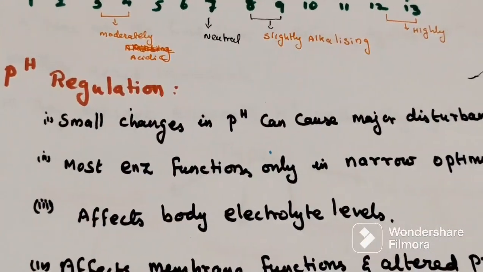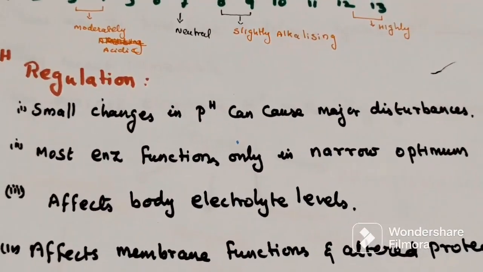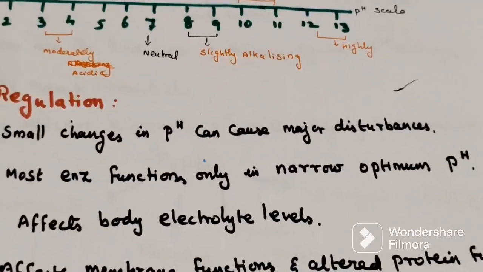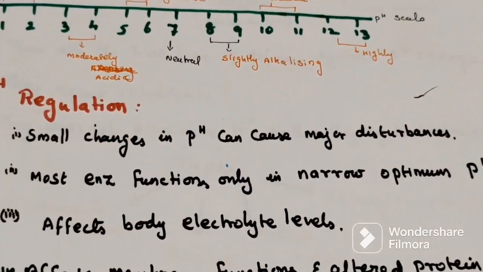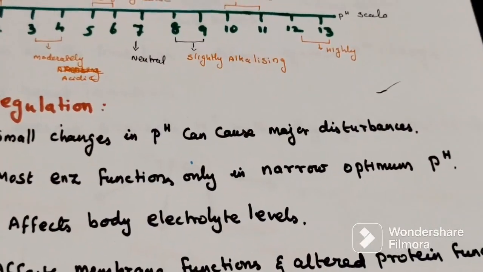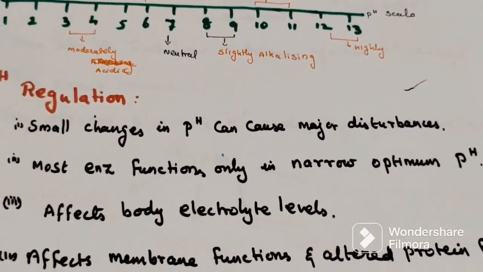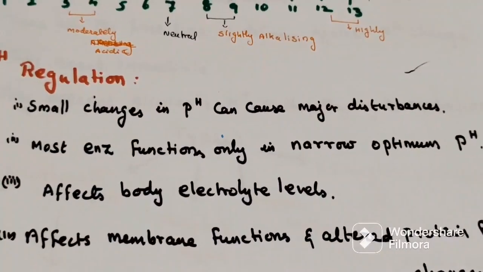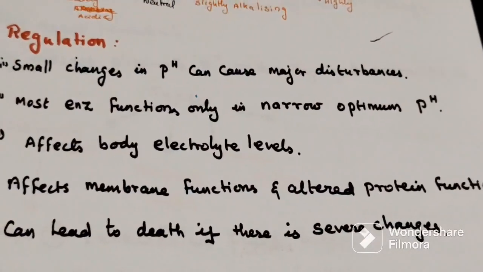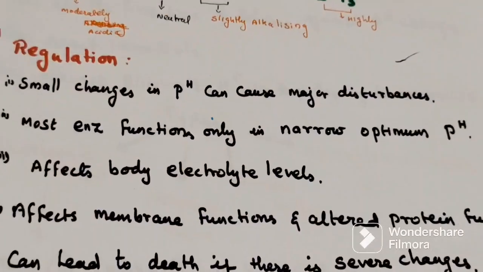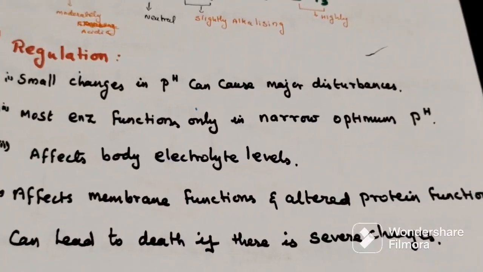Next, why is pH regulation needed? Because small changes in pH cause major disturbance in our body. Most enzymes function only in a narrow pH range. It also affects body electrolyte levels. It affects biological cell membrane function and alters protein function. This problem can lead to death if there are severe changes.